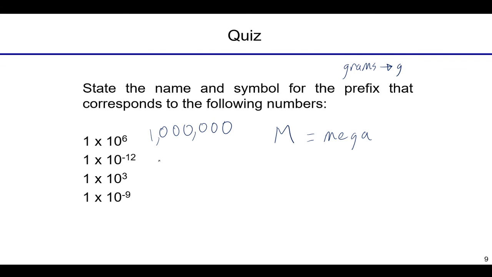10 to the negative 12, that's pico, and that's a lowercase p. 10 to the third, that's one we're maybe more familiar with, lowercase k, and that is kilo. Just to keep writing these in the same sort of format here: pico, lowercase p; kilo, lowercase k; mega, uppercase M. 10 to the negative 9 is like nano. That one's easy to remember, and it's negative 9. There's 2 n's in nano, and that is a lowercase n.